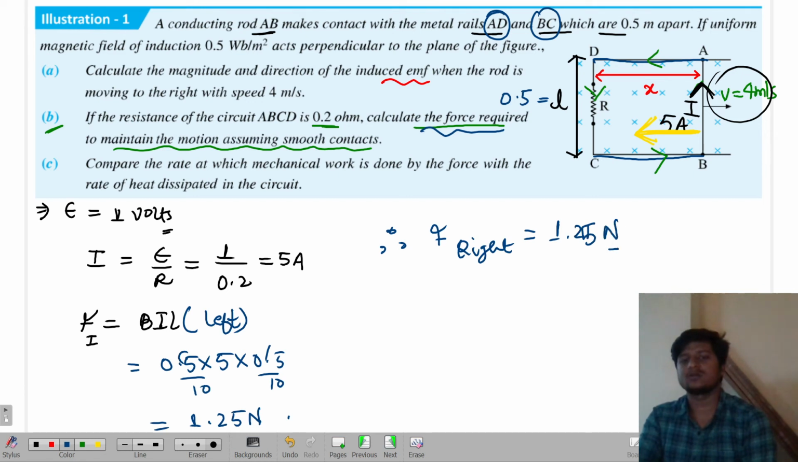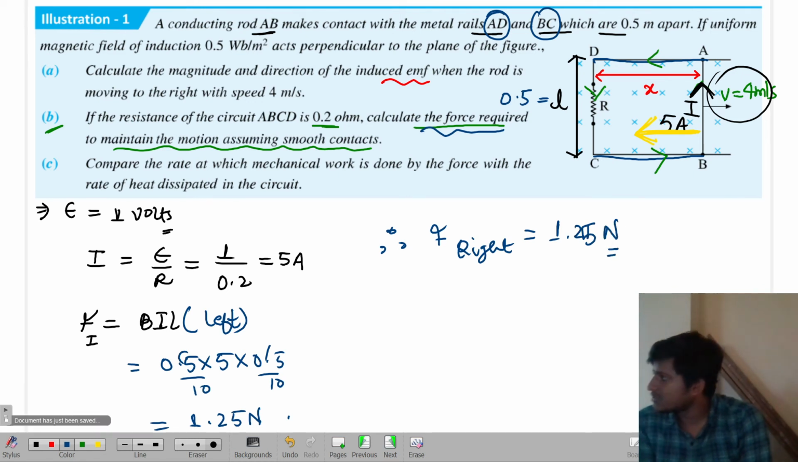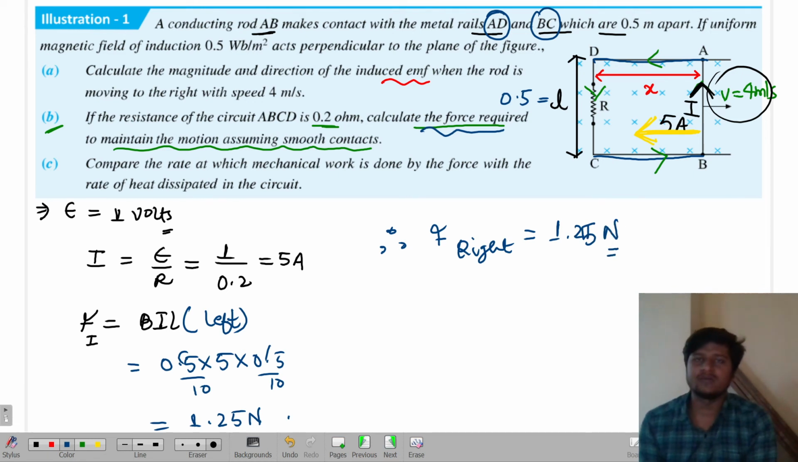1.25 newtons. Right or not? This force definitely should be there so as to move with the constant velocity of 4 meter per second. One of the most trivial cases. You are moving with constant velocity, but still what is present? Force is present. So that means what? Is the acceleration present or not?